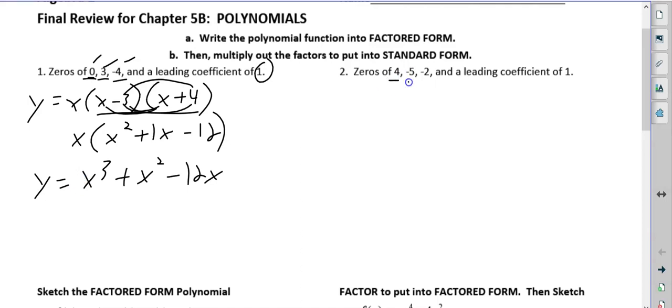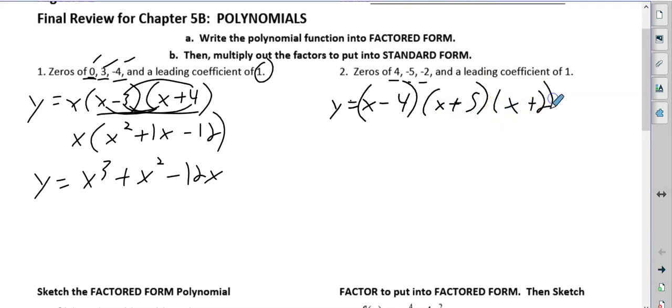All right, similar idea here, except this time we have 3 binomials. So we have x minus 4, x plus 5, because it's x minus negative, and x plus 2. So I'm again going to FOIL these first. I'm just going to leave the x minus 4. And here I'm going to get x times x. I'm going to have 5x plus 2x is 7x in the middle, and 10 on the end.